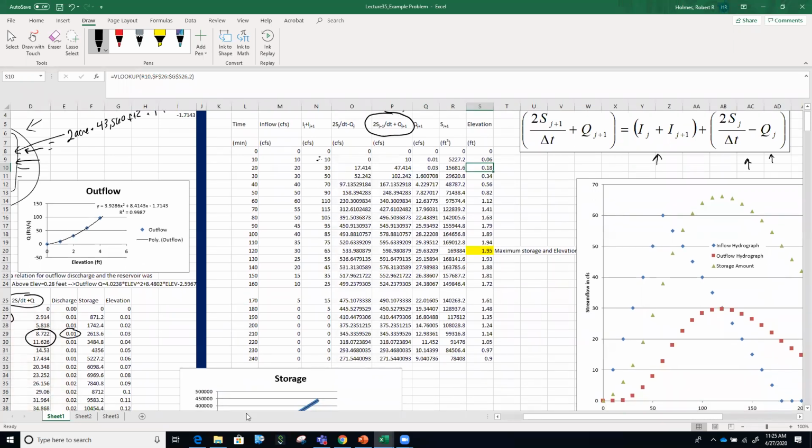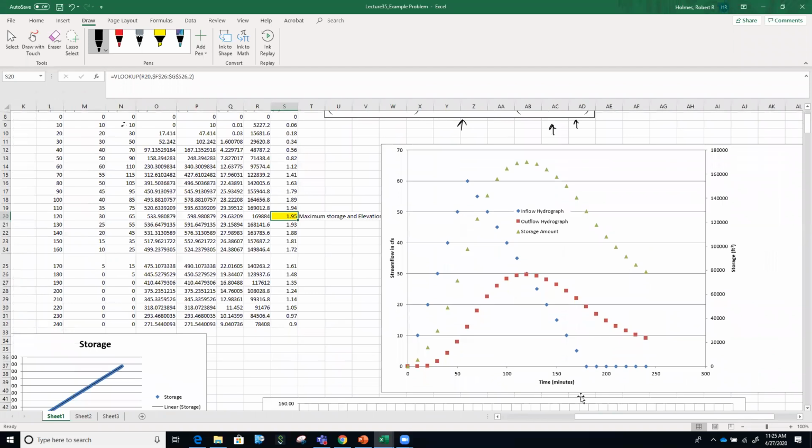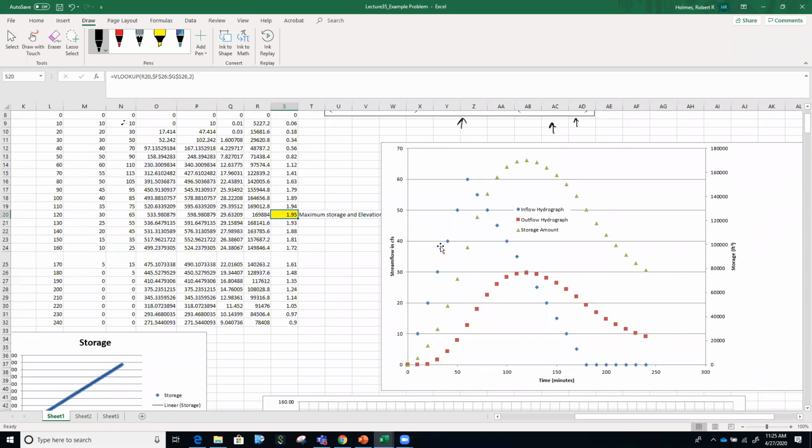And the question I had for the problem, if you remember, is what is the maximum elevation in the reservoir? And you can see that we get down here through the process and we have 1.95 feet as our maximum elevation. So I plot this data and you can see what it looks like here. In blue, the blue dots are the inflow hydrograph. The red dots, or red squares, are the outflow hydrograph. And the storage amount is in green, and you can see that is in cubic feet.